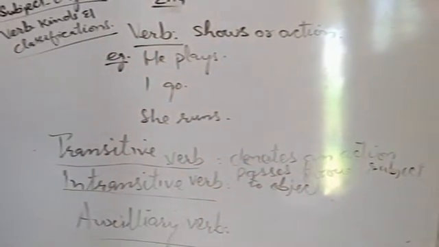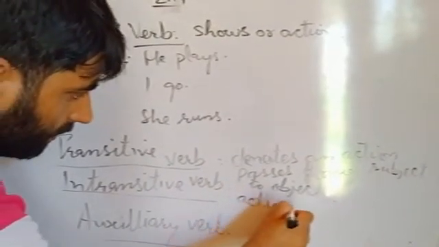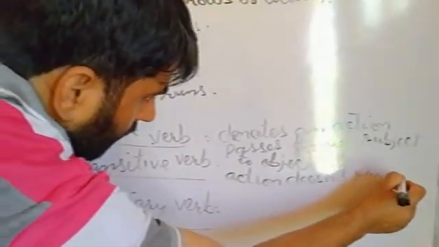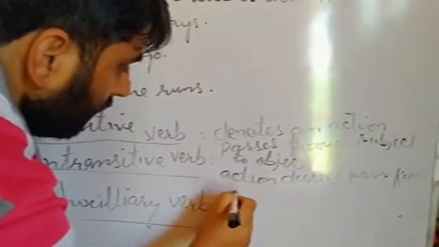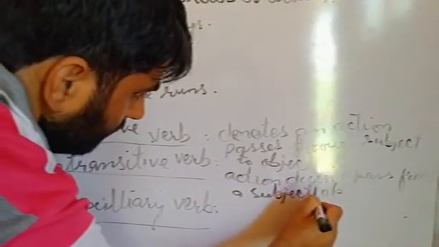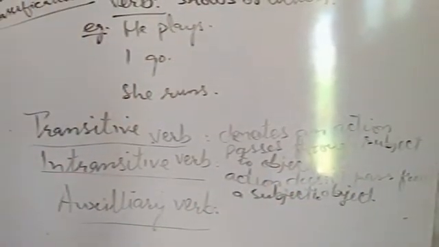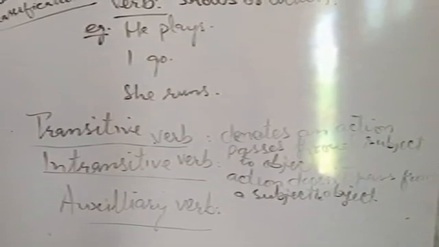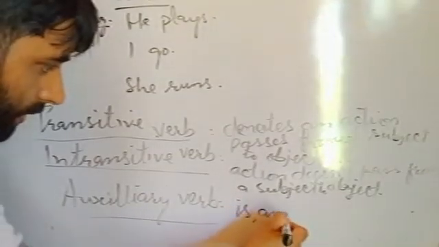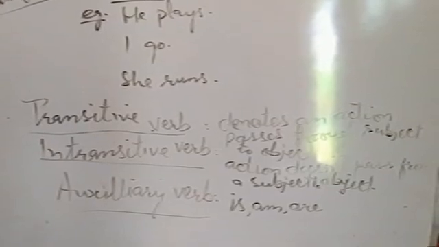Intransitive sounds like transitive. In intransitive verbs, action does not pass from subject to an object. Auxiliary verbs, we know, are also called helping verbs. For example, is, am, are, etc. They help us to show the state of a subject.